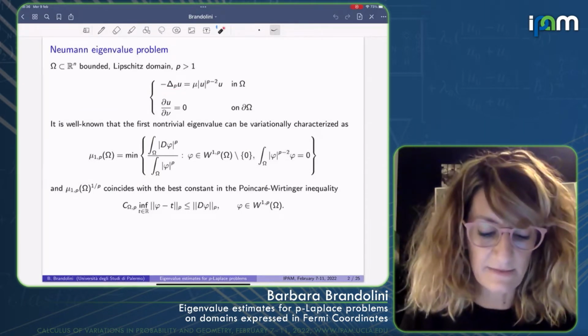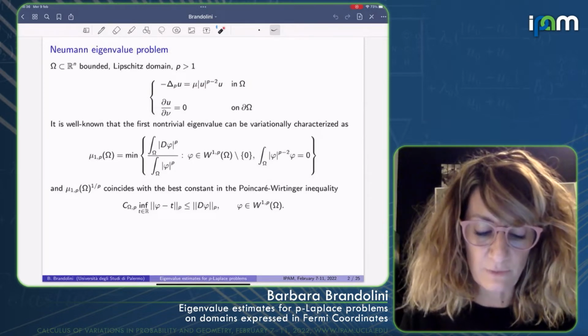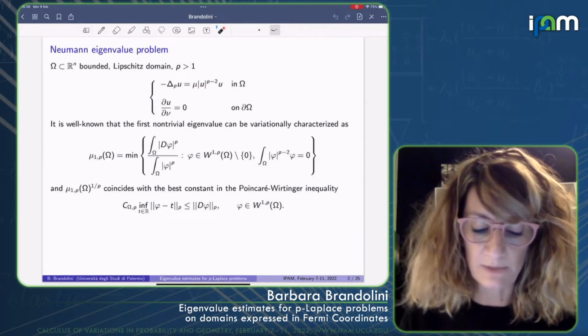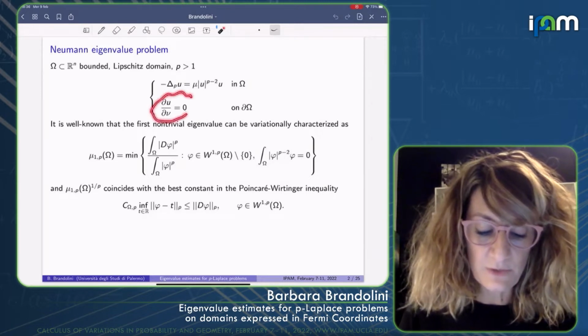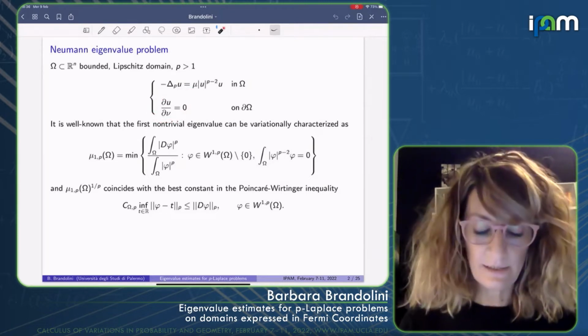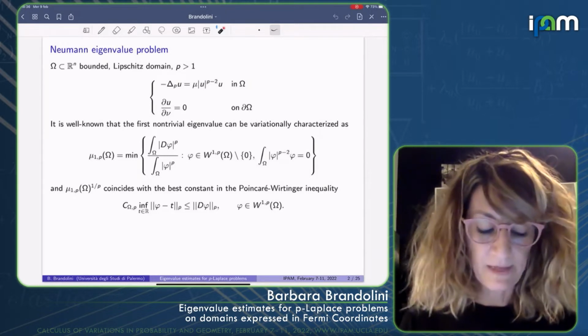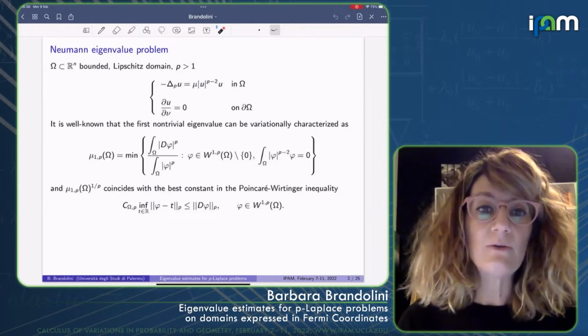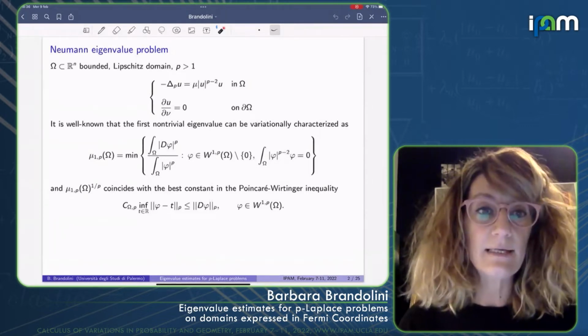This is defined, as everyone knows, as the divergence of the modulus of the gradient of u to the power p minus 2 times the gradient of u. And we consider homogeneous Neumann boundary conditions, and here ν stands for the outer unit normal to the boundary of omega. Clearly, 0 is an eigenvalue and has corresponding eigenfunctions that are constant in omega.